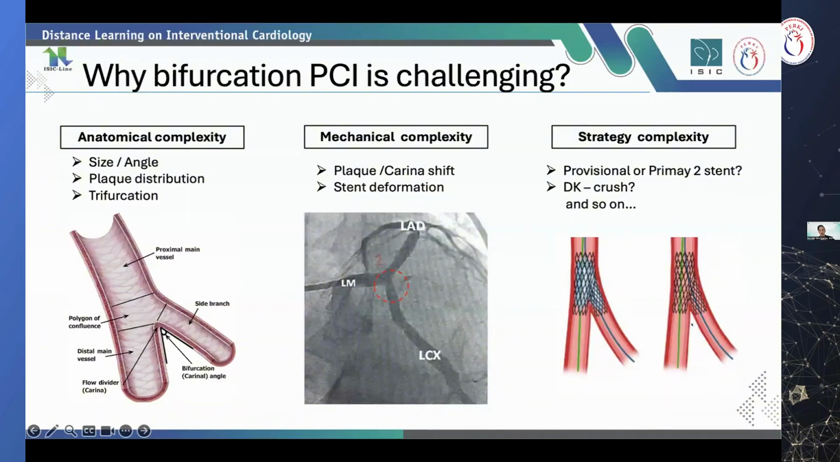Recently, DK crush has also shown very good outcomes in bifurcation PCI, but I think it depends on the patient's anatomy. So we need to decide on several factors during bifurcation PCI. This is the reason why bifurcation PCI is challenging.